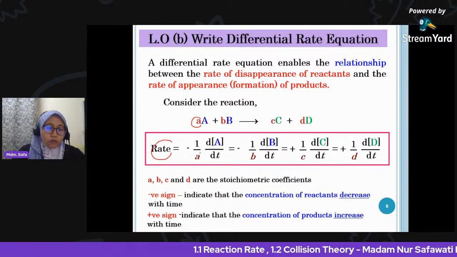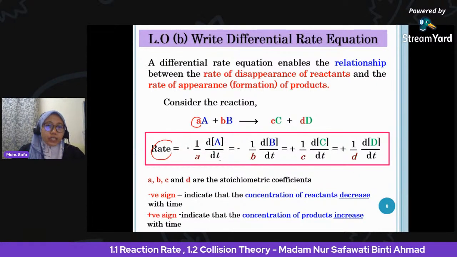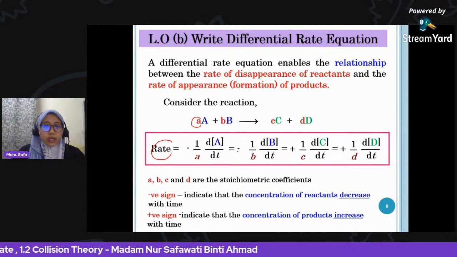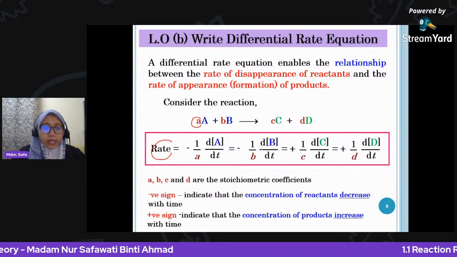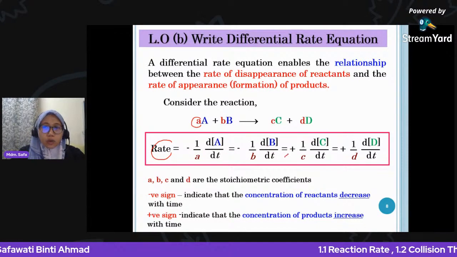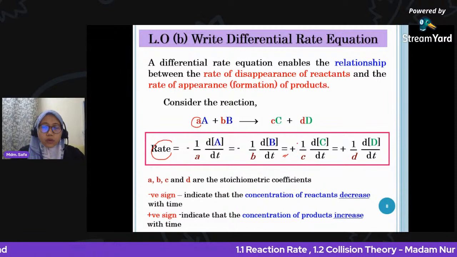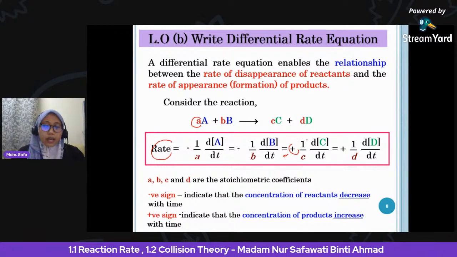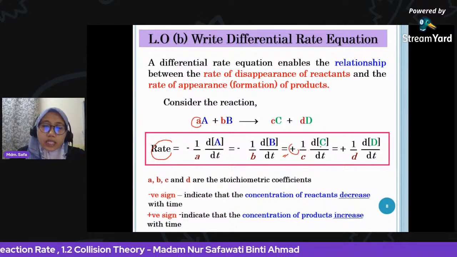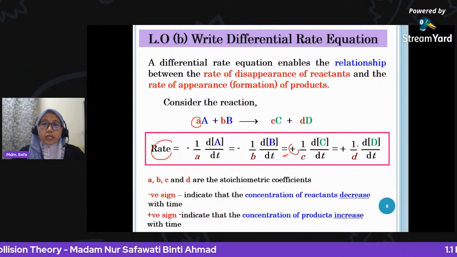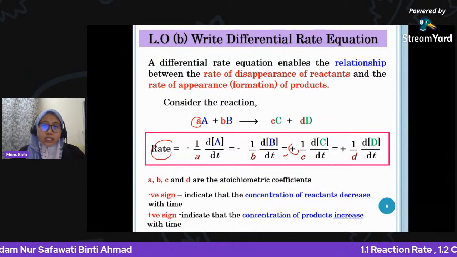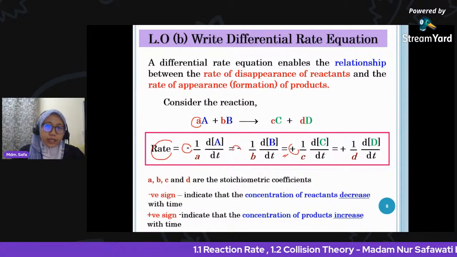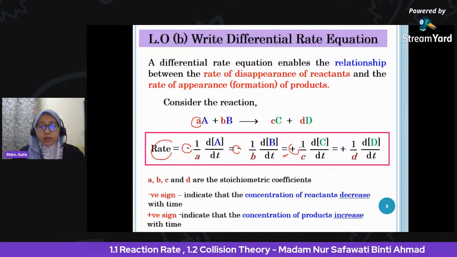So kita kena letak 1 over A, dA over dt, the concentration of A over dt, is equal to negative 1 over B dB over dt, equal to positive. So the product must have the positive sign because the product will increase. And then 1 over C dC over dt equal to positive 1 over D dD over dt. So you must put the negative sign for the reactants and the positive sign for the products.